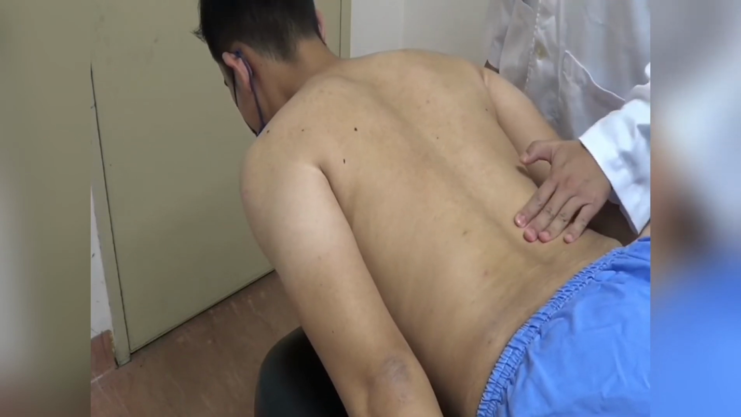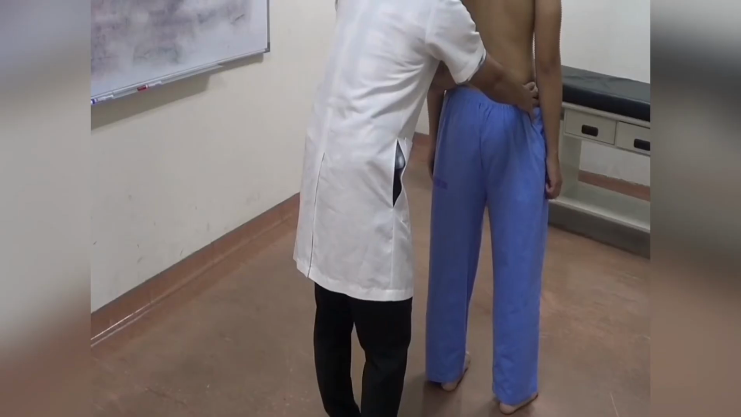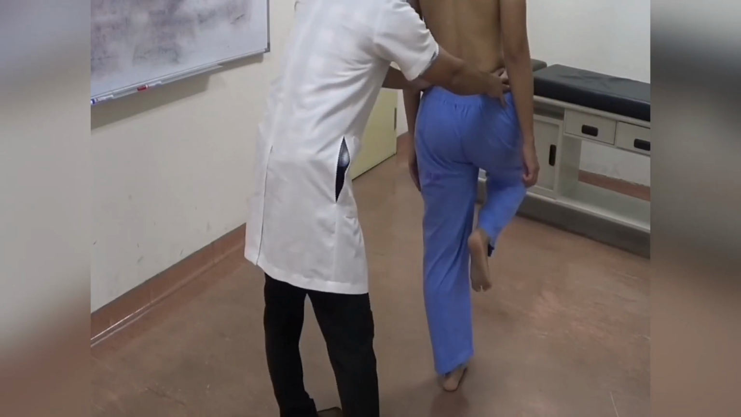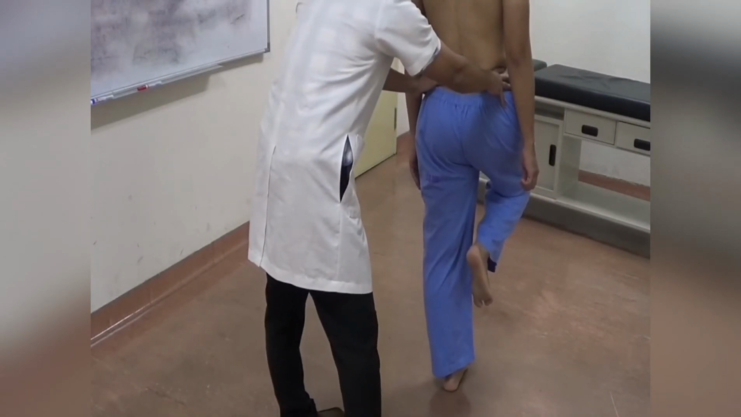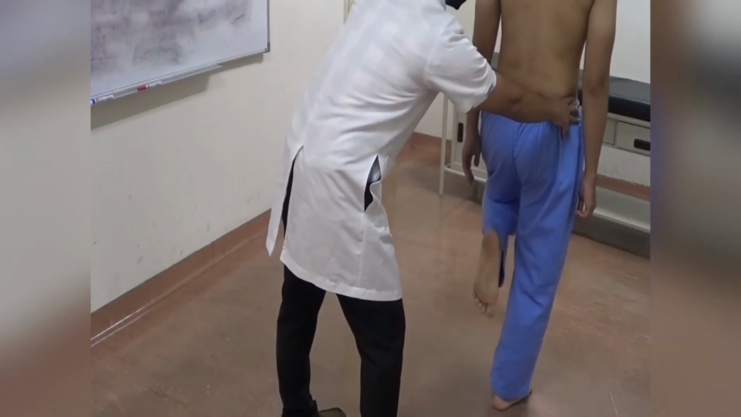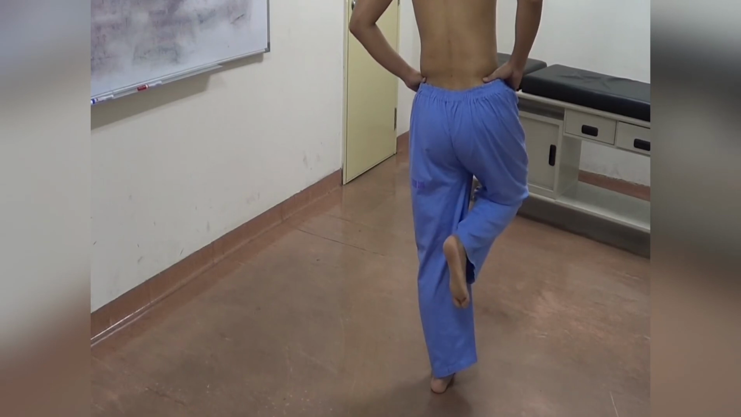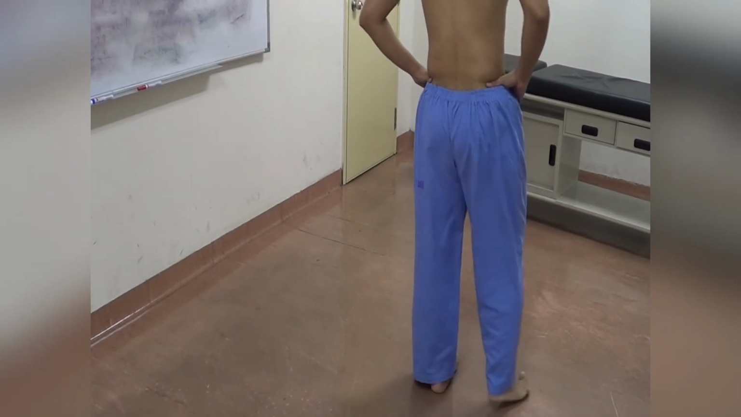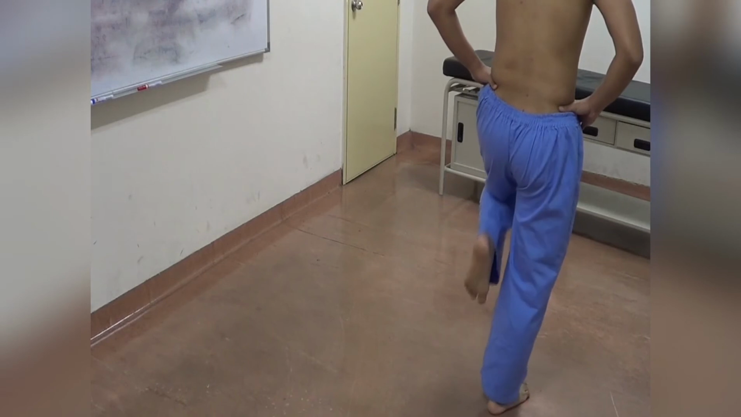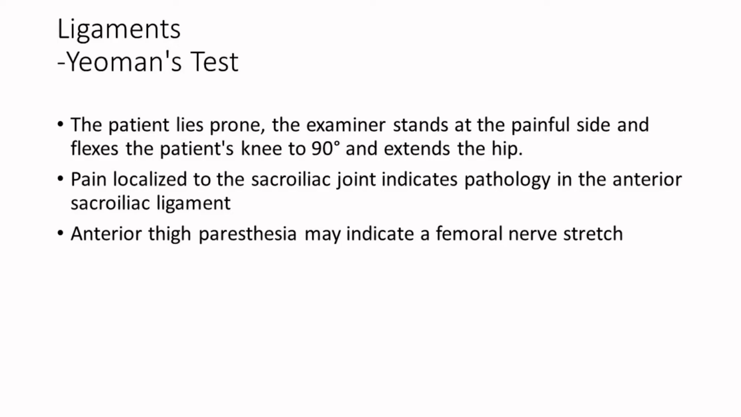Next, we check the hip abductor muscles using Trendelenburg sign. The patient is asked to stand on one leg for 30 seconds without leaning to one side. The patient can hold onto something if balance is an issue. Observe the patient to see if the pelvis stays level during the single leg stance. A positive Trendelenburg test is indicated if, during unilateral weight bearing, the pelvis drops towards the unsupported side.